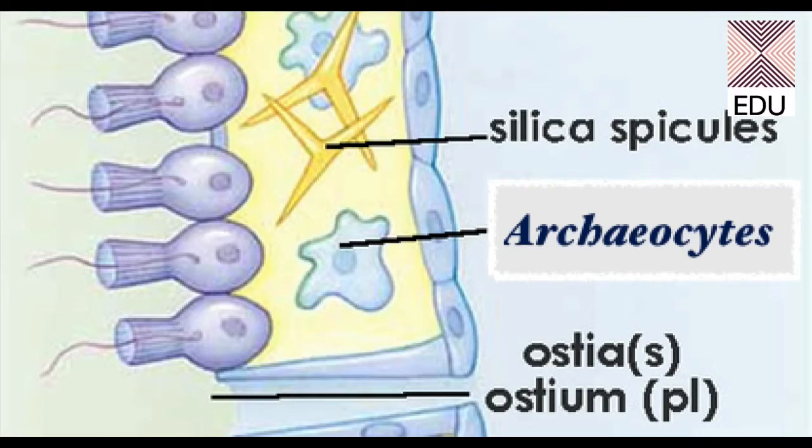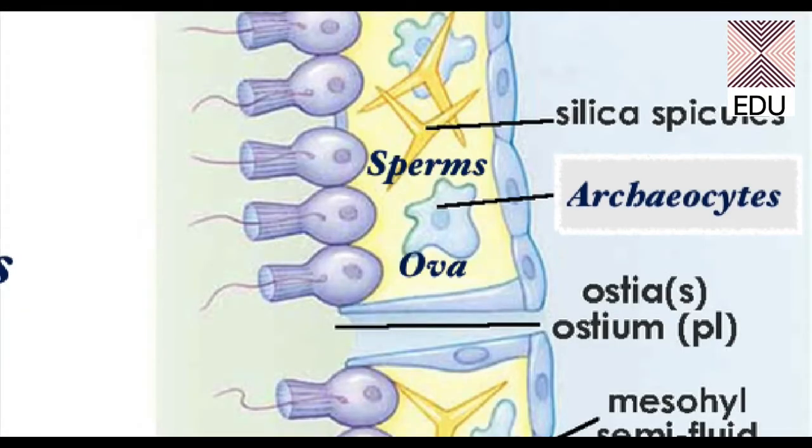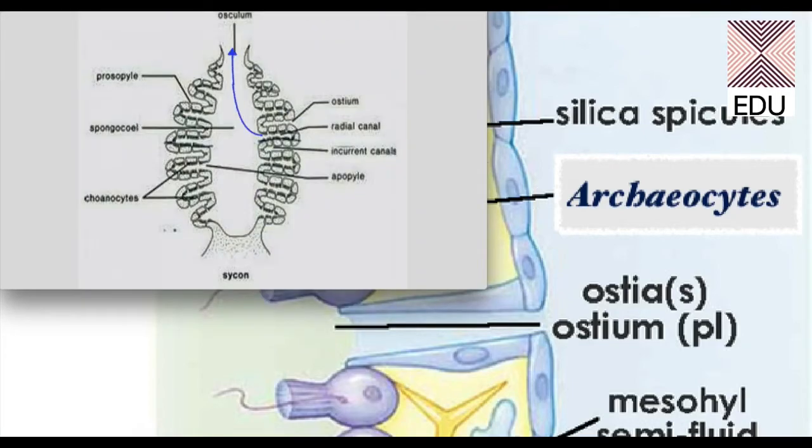So the sperms and ova are also formed by archaeocytes. Suppose these archaeocytes have formed sperms and ova. Now these sperms and ova are present in the centermost layer, which is called the mesoglea. So these are present in the yellow layer, which is the mesoglea, the central layer of the sponge. Now from here, these sperms will go out of the body of the Sycon. The sperms go out of the mesoglea into the central spongocoel. So in this diagram, the blue line shows the exit of the sperms from the body of the Sycon.